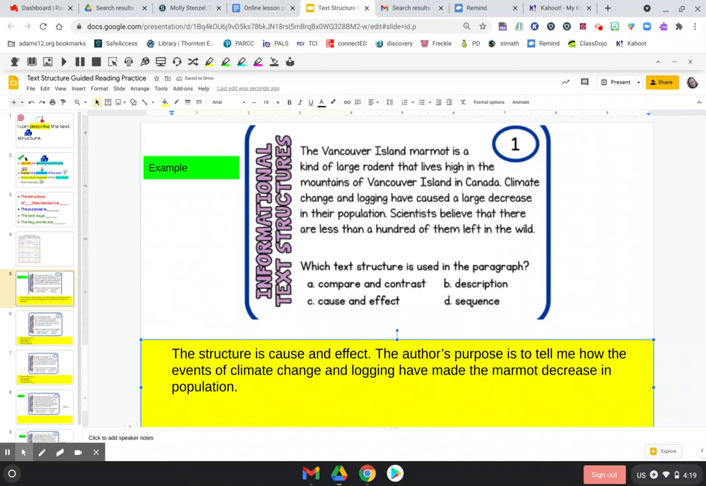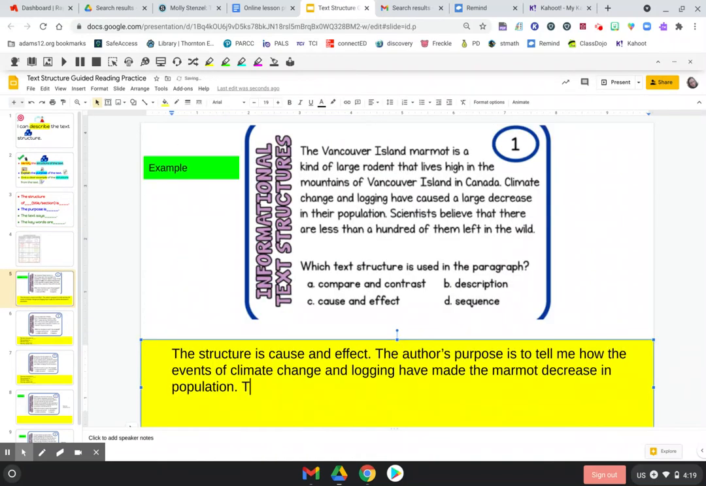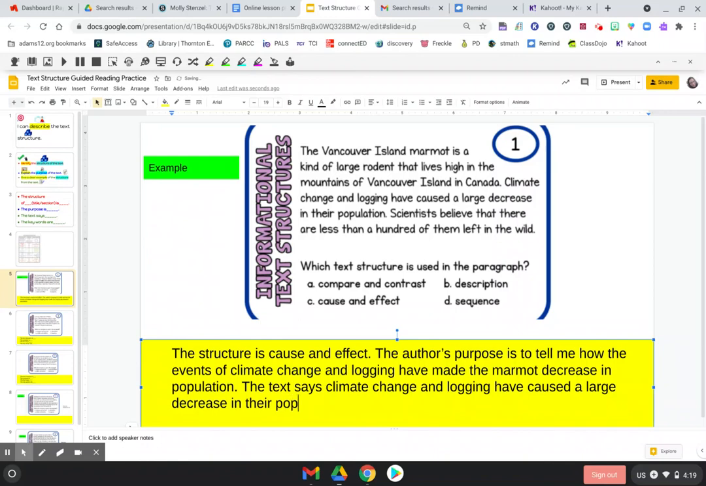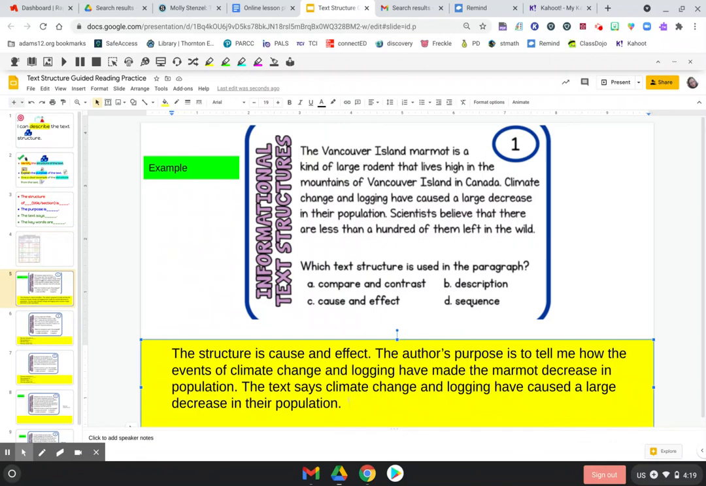So the next part is the text evidence. So the text says. So I'm going to go back in and say the text says, and I'm just going to write that important sentence: Climate change and logging have caused a large decrease in their population. And lastly, the keyword. So remember the keywords on the chart as well. And then I know the keyword is cause. That really stood out to me as making this text cause and effect.